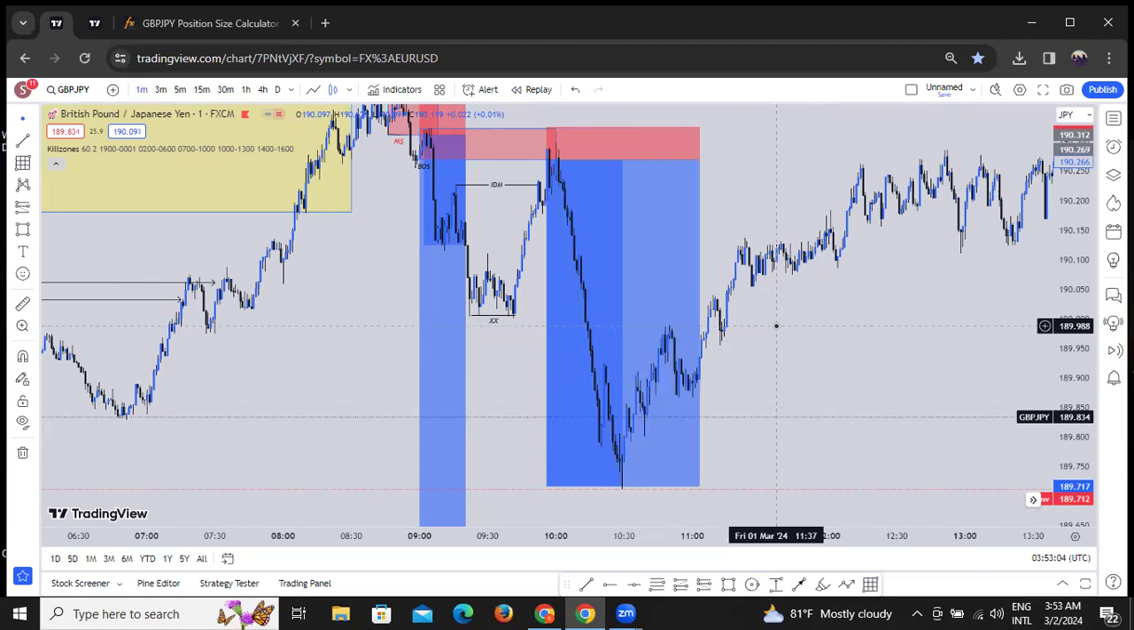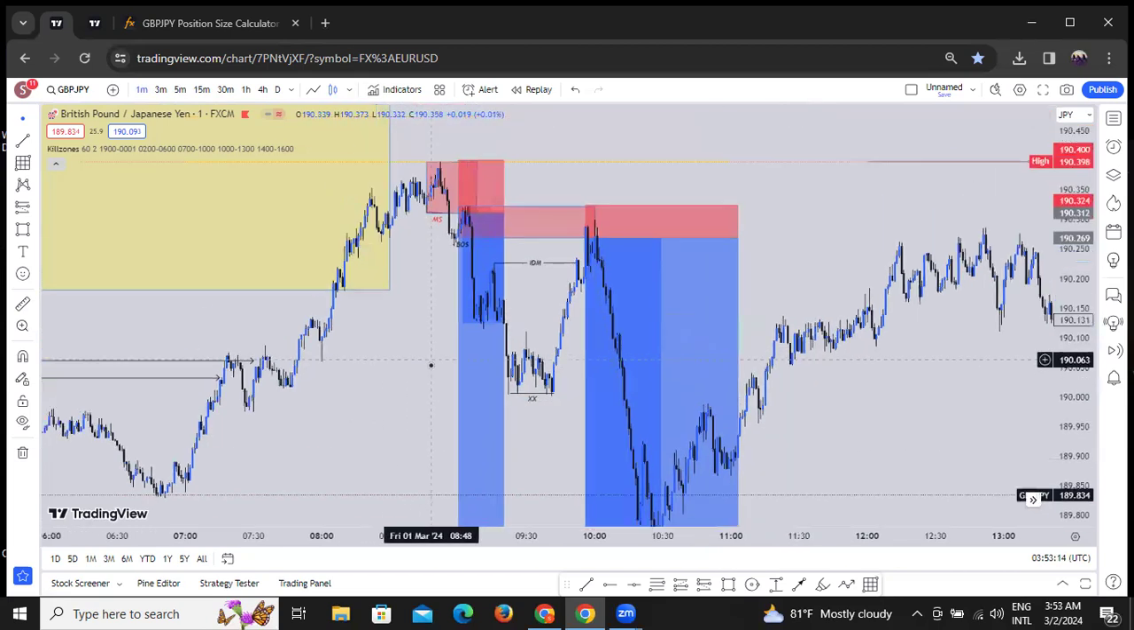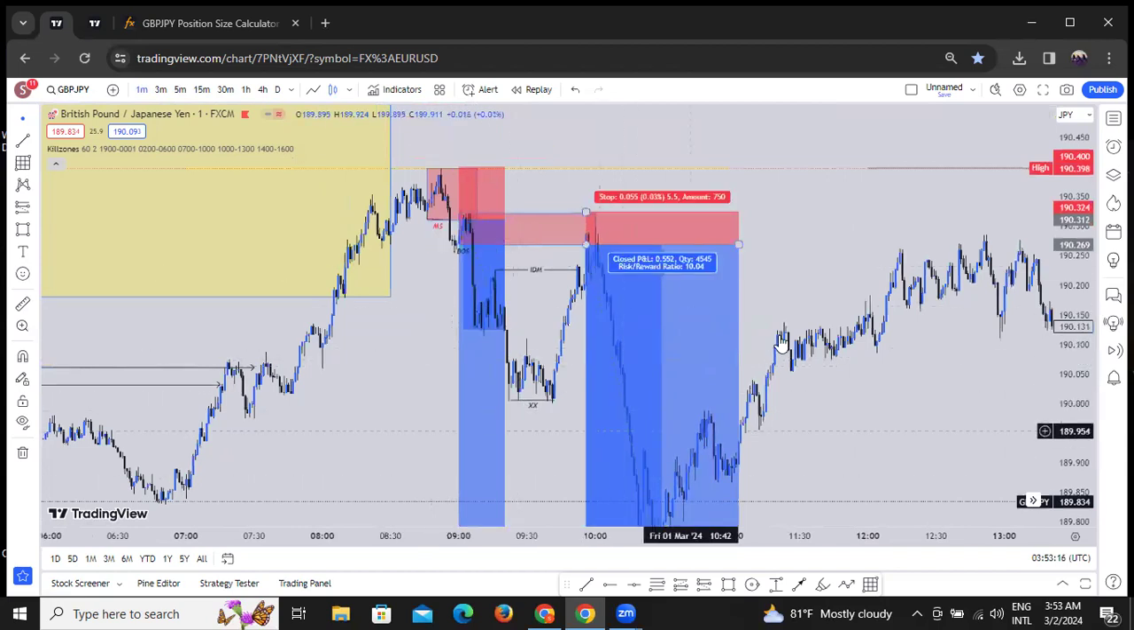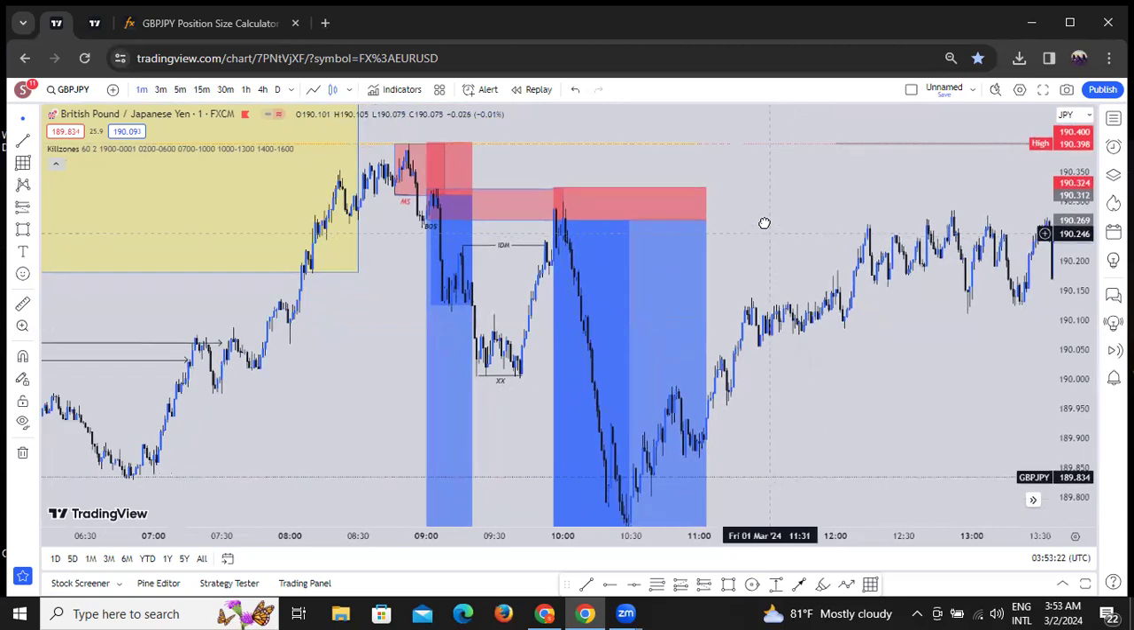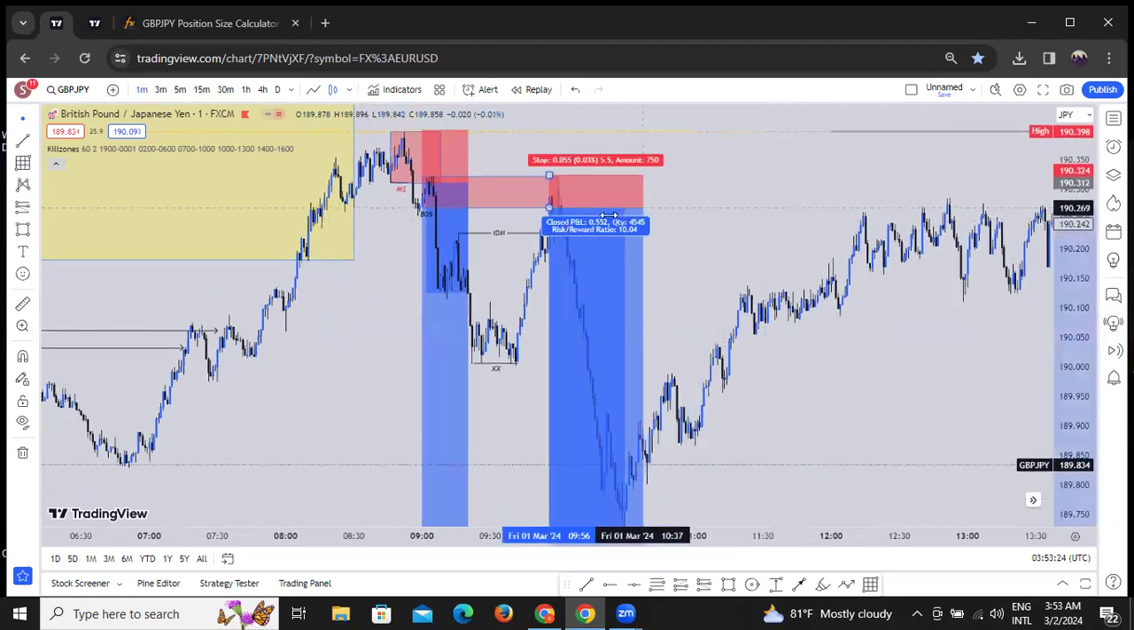So it's about how you understand the market. So this is me understanding how the market goes about. This is it. So this was another kind of sniper entry in the second entry. So I had it right there.